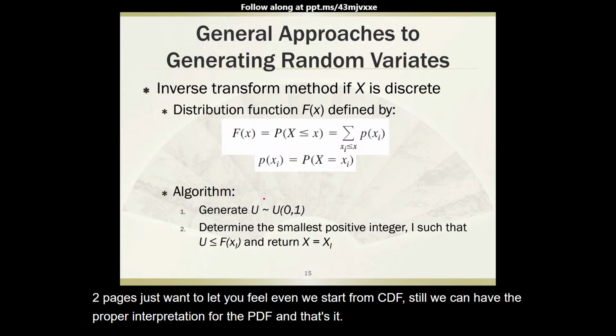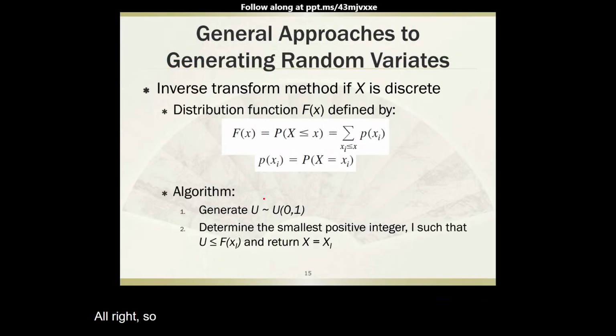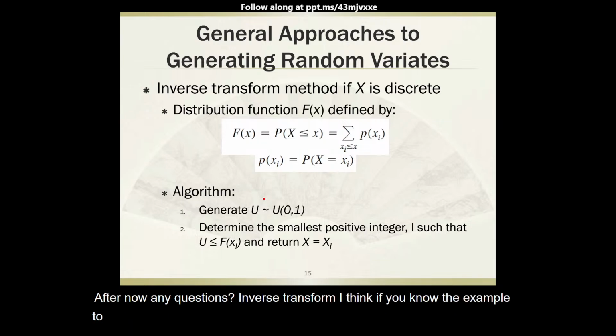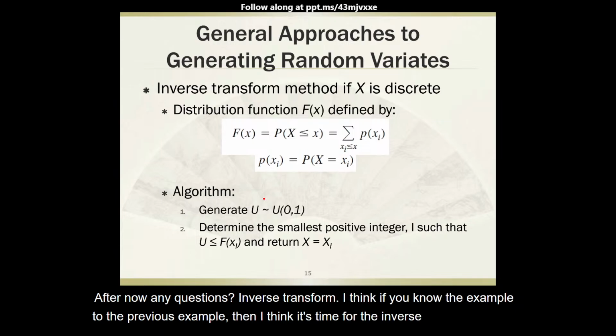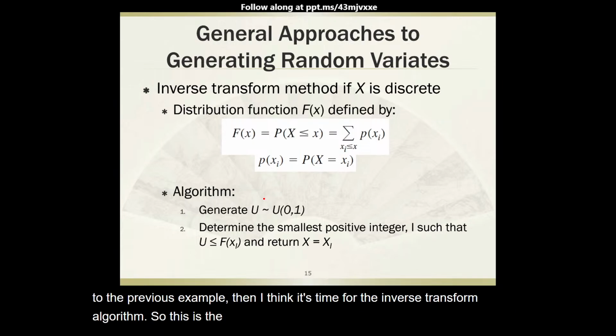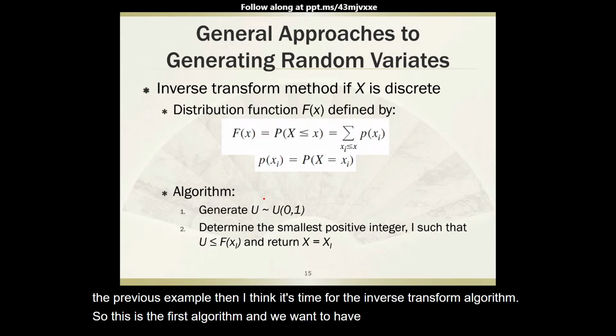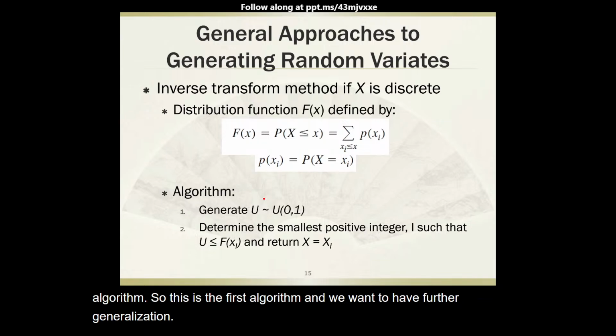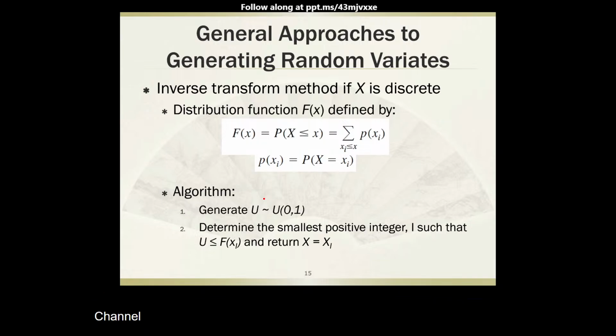All right, so this is the inverse transform. Up to now, any questions? Inverse transform. I think if you know the previous example, then it's time for the inverse transform algorithm. So this is the first algorithm, and we want to have the generalization. General approaches to generating random variables if we still want to pass on the inverse transform.